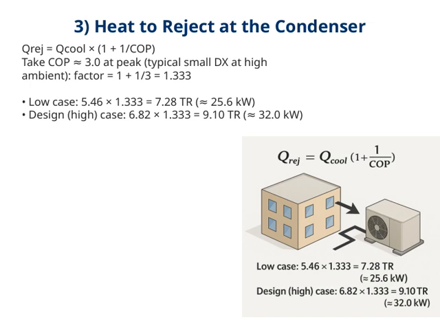Using this factor, for the low-case scenario, we multiply the cooling load of 5.46 tons by 1.333, giving us about 7.28 tons, or roughly 25.6 kilowatts. For the high or design case, where the cooling load is 6.82 tons, multiplying by 1.333 yields approximately 9.1 tons, or around 32 kilowatts. The key takeaway here is that the heat rejected at the condenser increases proportionally with the cooling load, adjusted by this factor based on COP.